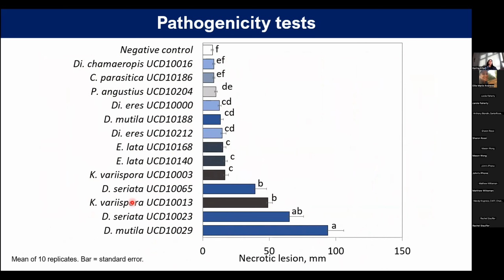As you can see here, we used more than one isolate for each of the species, because sometimes different isolates that are from the same species can be more or less aggressive. And it's something that you can see here, like Diplodia mutila, the isolate 129 was the most aggressive. However, the isolate 10188 wasn't that aggressive. So sometimes it's just going to depend on the isolate that we have.